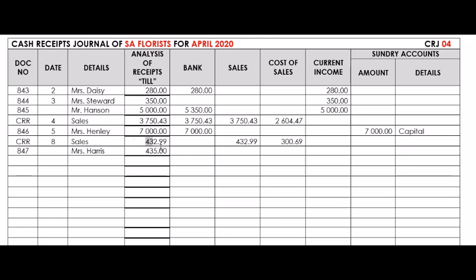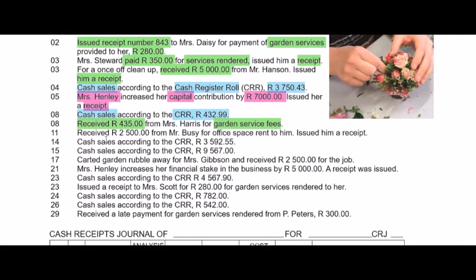So you cash up your till, you take the money from both transactions, put it in an envelope or a bank bag, okay, and then you deposit that total value, 867 Rand and 99 cents, into your bank account. And remember to draw the line after the amount when you're actually banking the money. Now this 435 Rand needs to go to another column as well, and we rendered a service, so it will go to current income.